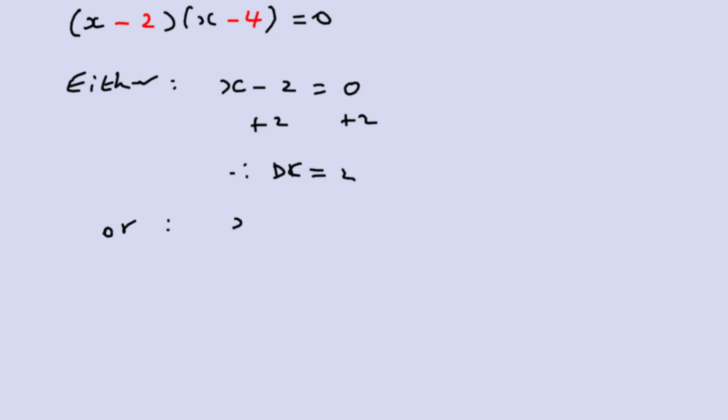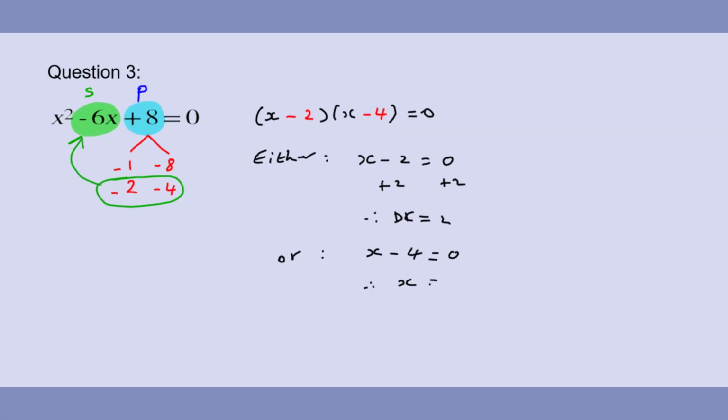The first possibility is to have the first factor, x minus 2, equal to 0. Solving a simple linear equation, plus 2 on both sides. To get rid of it we do the opposite, and to keep the balance we do it on both sides, so we end up with the first root, x equals plus 2. The second possibility is to have the second factor equal to 0. So x minus 4 equals 0, plus 4 on both sides, and we end up with the second root, x equals plus 4.